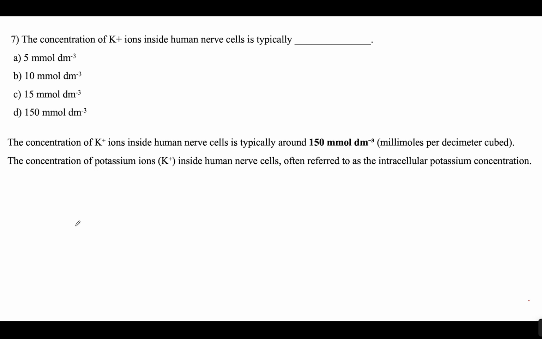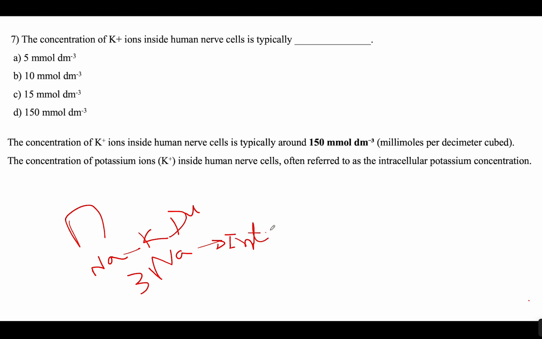So there is a pump that exists in a human nerve cell known as the NaK pump. This pump helps to exchange sodium and potassium. Because of that, 3 sodium ions come out from the interior of the cell to the exterior, or extracellular, and 2 K are transferred from the exterior to the interior.